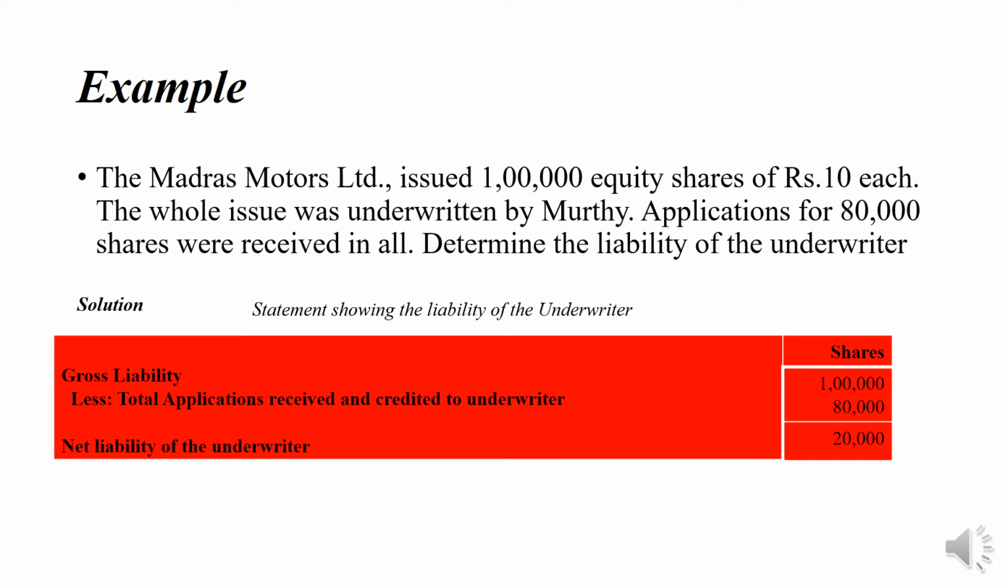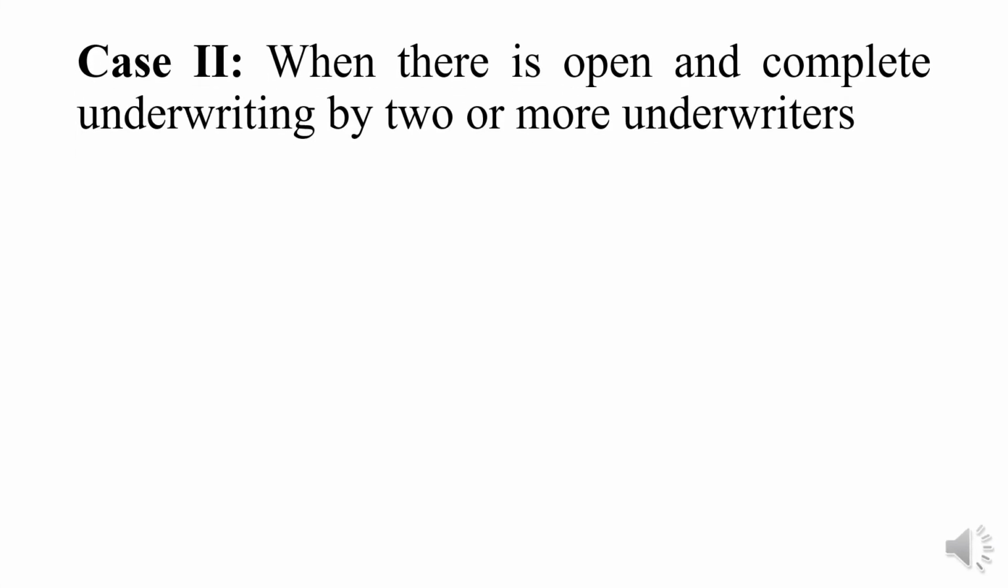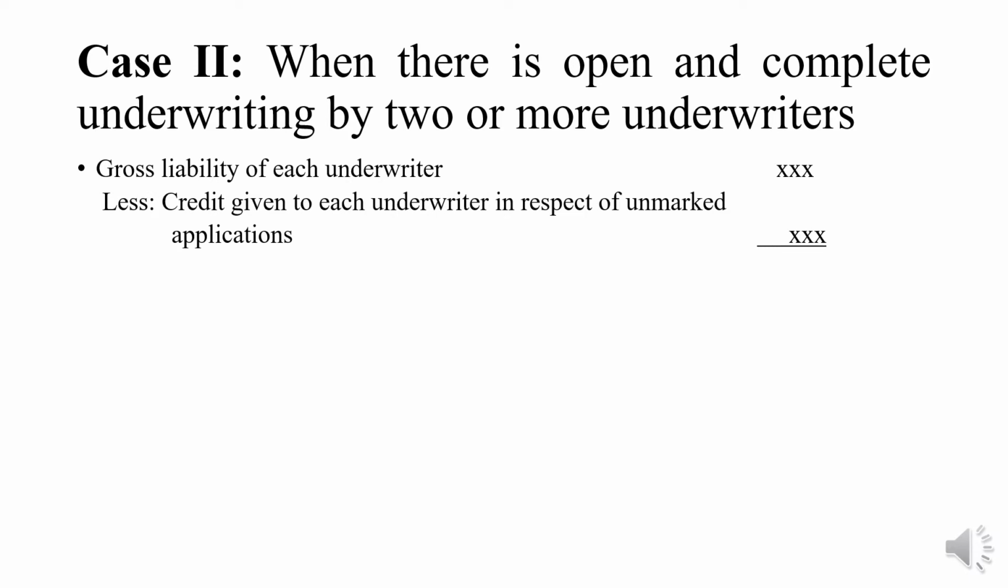Now let us move on to the second case, case number 2: when there is open and complete underwriting by 2 or more underwriters. In the previous example, we had only one underwriter, but here there are 2 or more underwriters. So this is the format. The gross liability of each underwriter, like earlier, then deduct credit given to each underwriter in respect of unmarked applications.